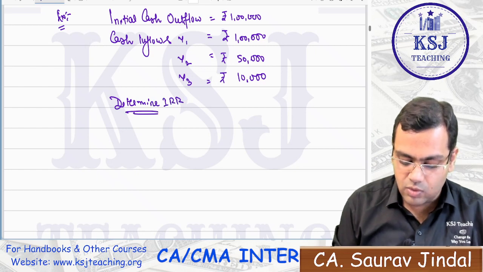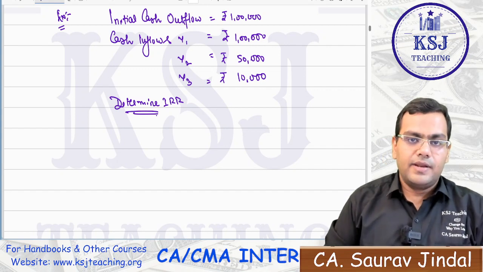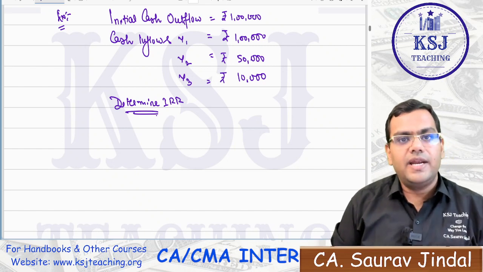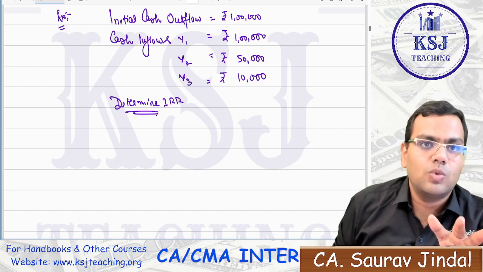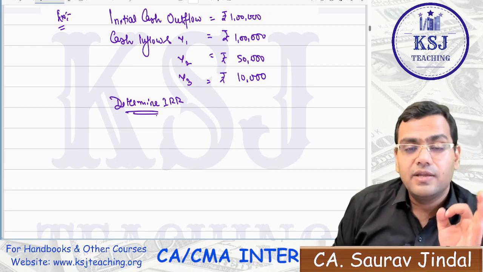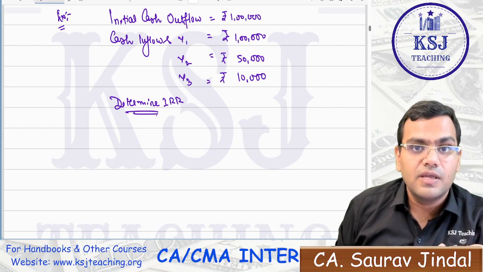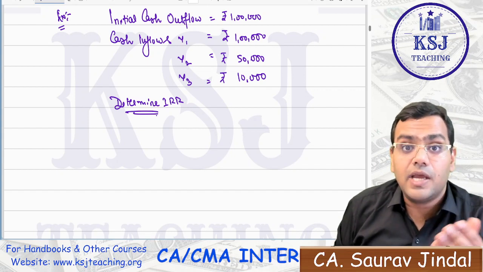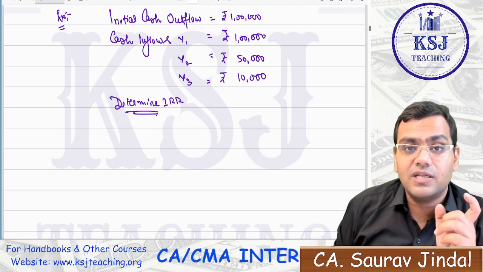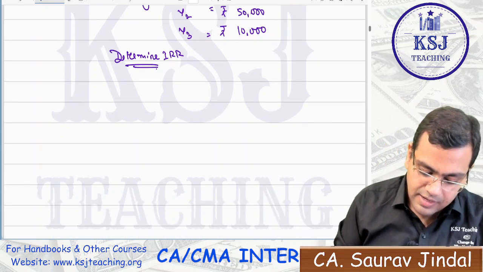Determine IRR. What you have to do is, IRR is where NPV should be zero, right? In the trial and error method, the very simple thing is, calculate NPV at any percentage, whatever percentage you wish to. You have to find one rate where the NPV is positive, and one rate where the NPV is negative. And then you will find the rate where the NPV will be zero. So let's do it. I say solution.